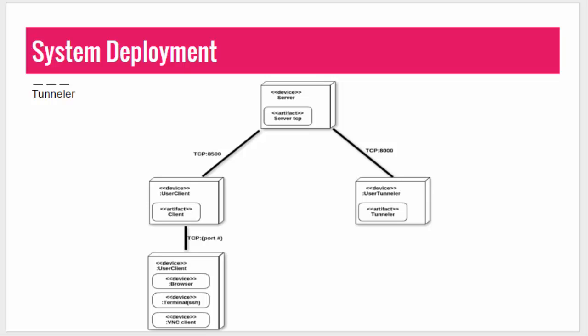Here we see the system deployment diagram for the tunnel software. It consists of a middle device, which we can see is a server hosting the server software. Then we have two other devices that connect to the server. One is a client running the client software, and the other is the tunnel or the target running the tunnel software. On the client device, we observe that we also use either a browser, a terminal, or a VNC client in order to communicate with the client software running on this device.